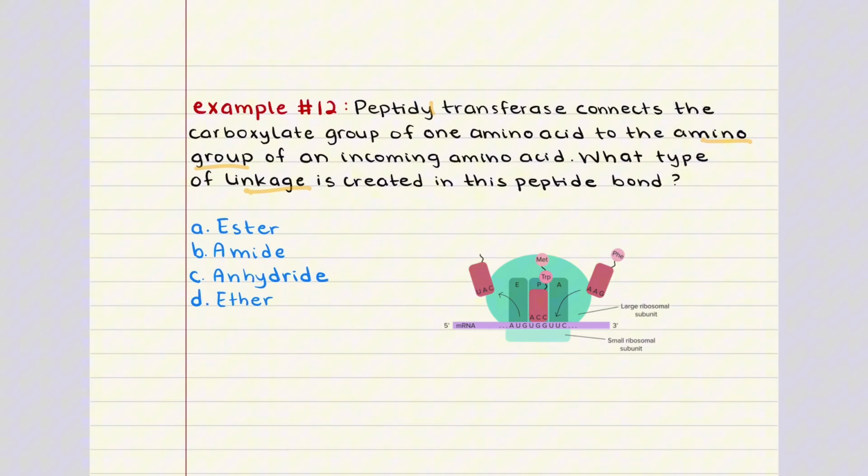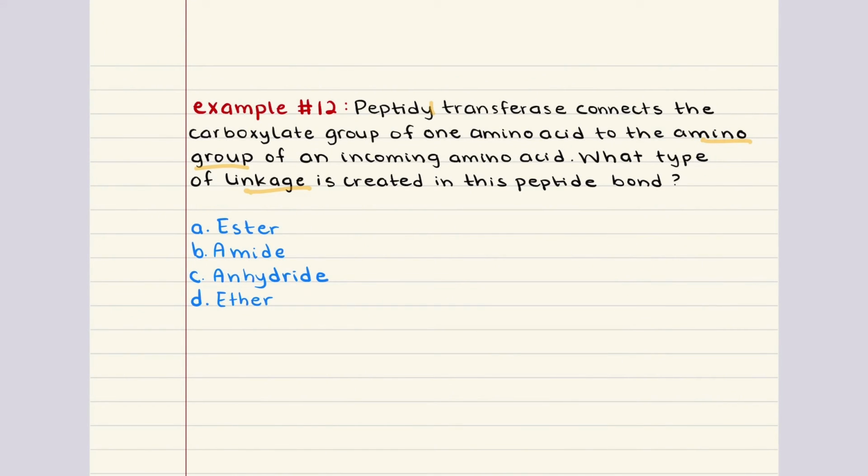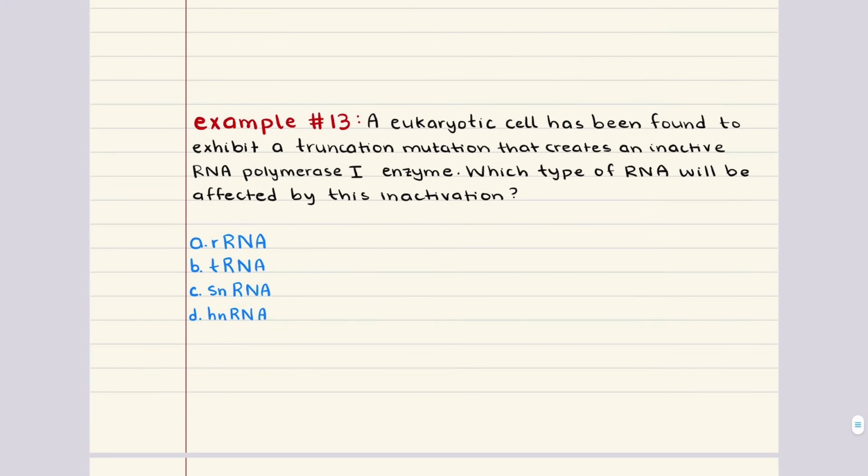The enzyme peptidyl transferase, this is part of the ribosome. It catalyzes the formation of a bond between two amino acids. Specifically, again, it links the carboxyl group of the existing amino acid chain to the amino group of the incoming amino acid. This kind of bond forms what we call an amide bond. And in biology, we also call this a peptide bond. It's a covalent bond that connects the amino acids in a protein backbone. And so the correct answer here is going to be amide. So 12 is B.